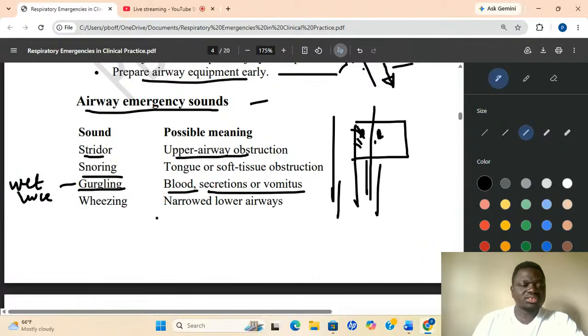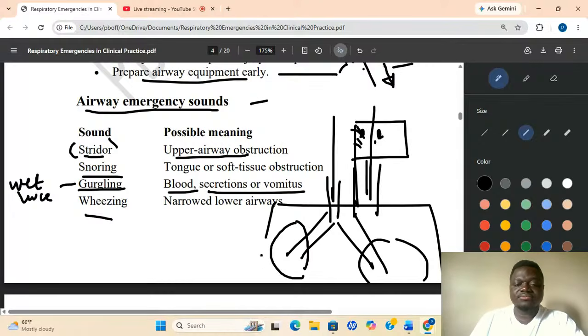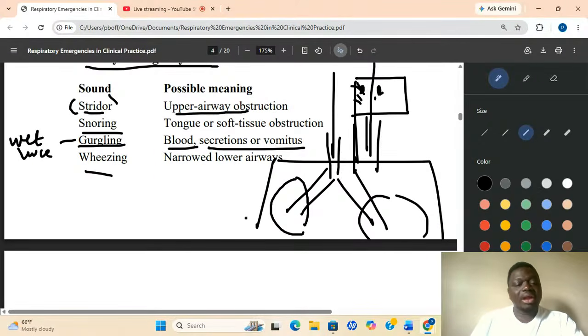Okay. Then wheezing. Wheezing is the same as the stridor, just that wheezing occurs in the lungs, in the lower airways. So wheezing sound, this side, the wheezing. It's a lower airway problem.